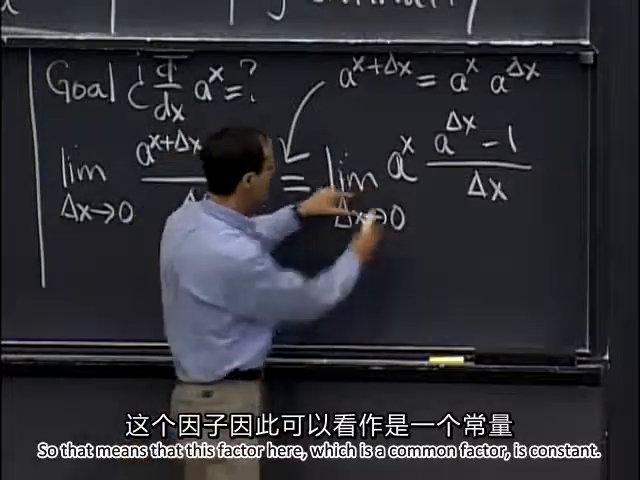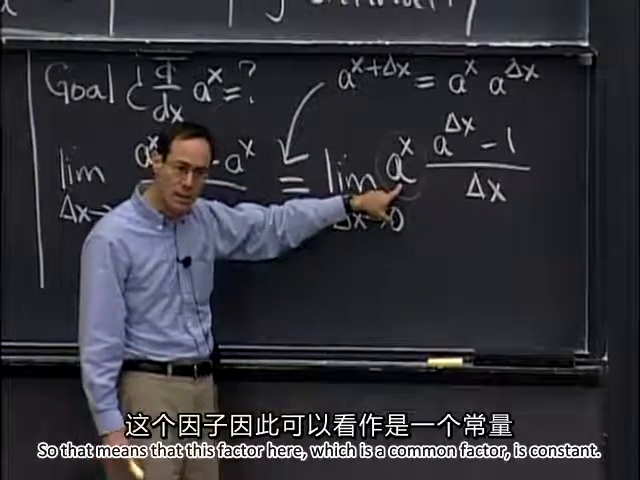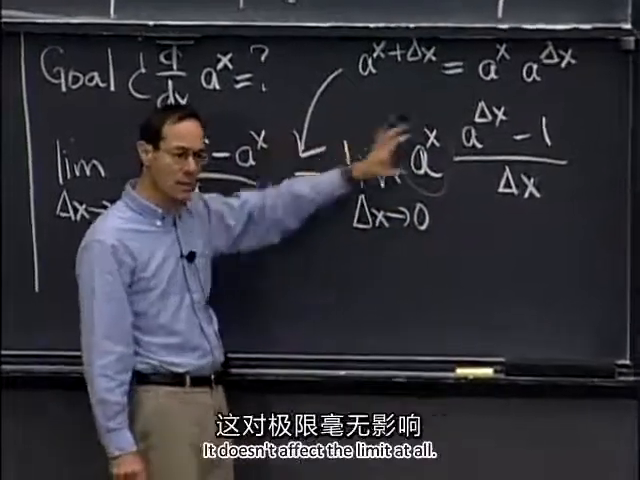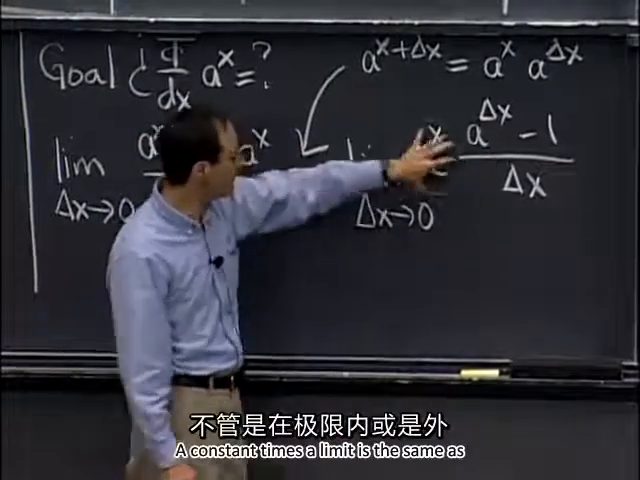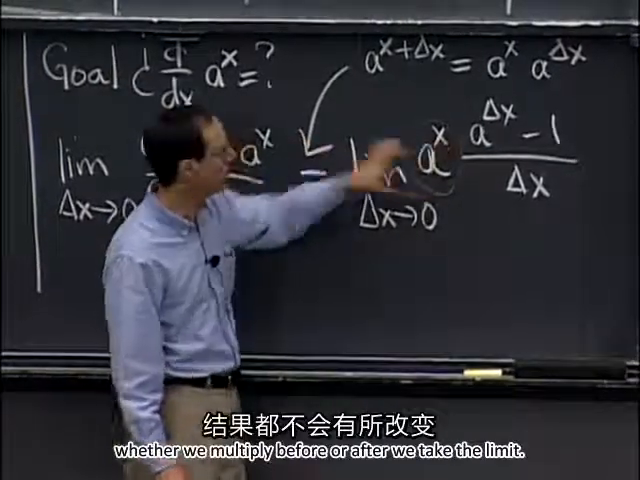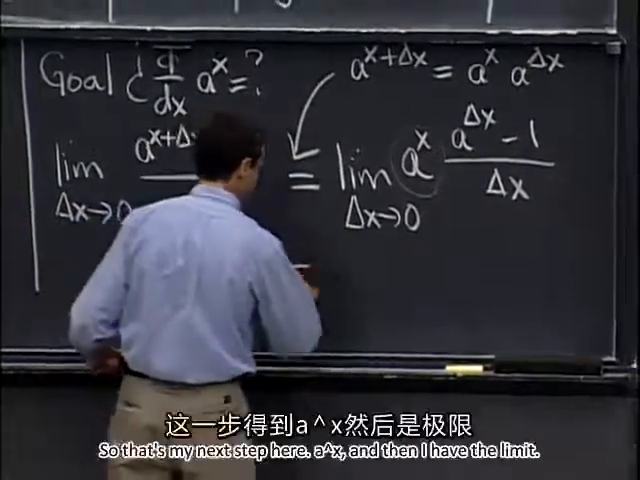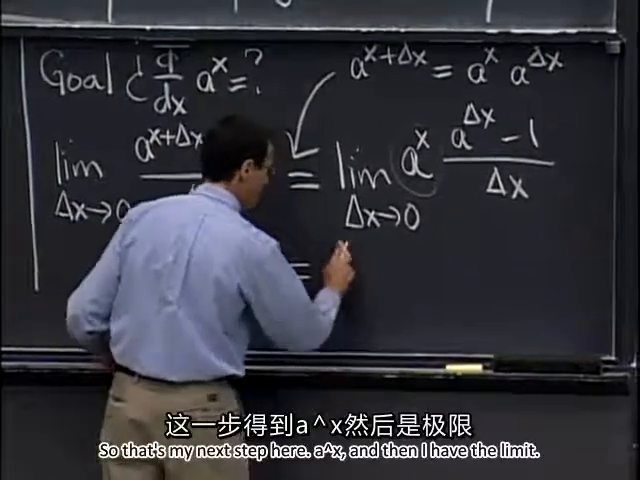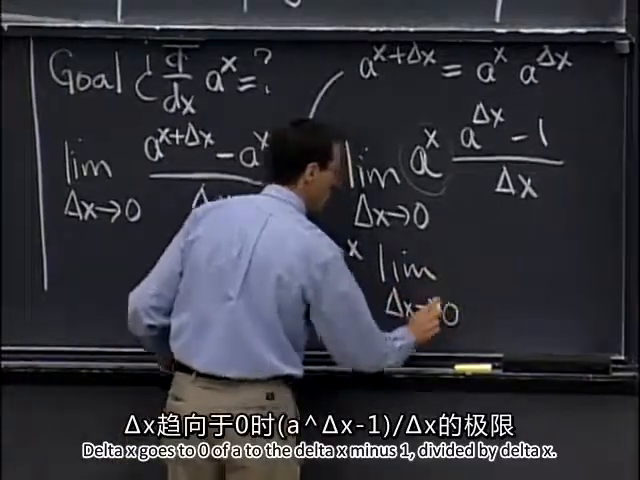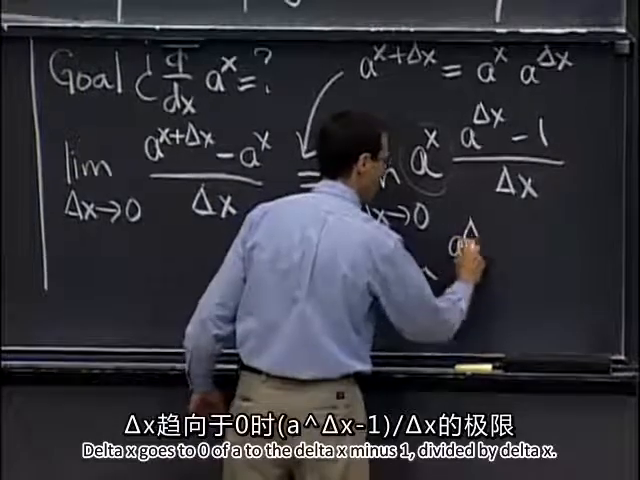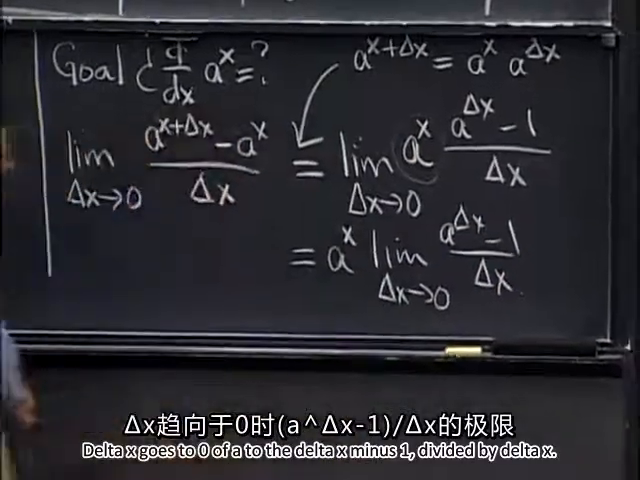So that means that this factor here, which is a common factor, is constant. And we can just factor it out of the limit. It doesn't affect the limit at all. A constant times the limit is the same as whether we multiply before or after we take the limit. So I'm just going to factor that out. So that's my next step here, a to the x, and then I have the limit as delta x goes to 0 of a to the delta x minus 1 divided by delta x. All right?